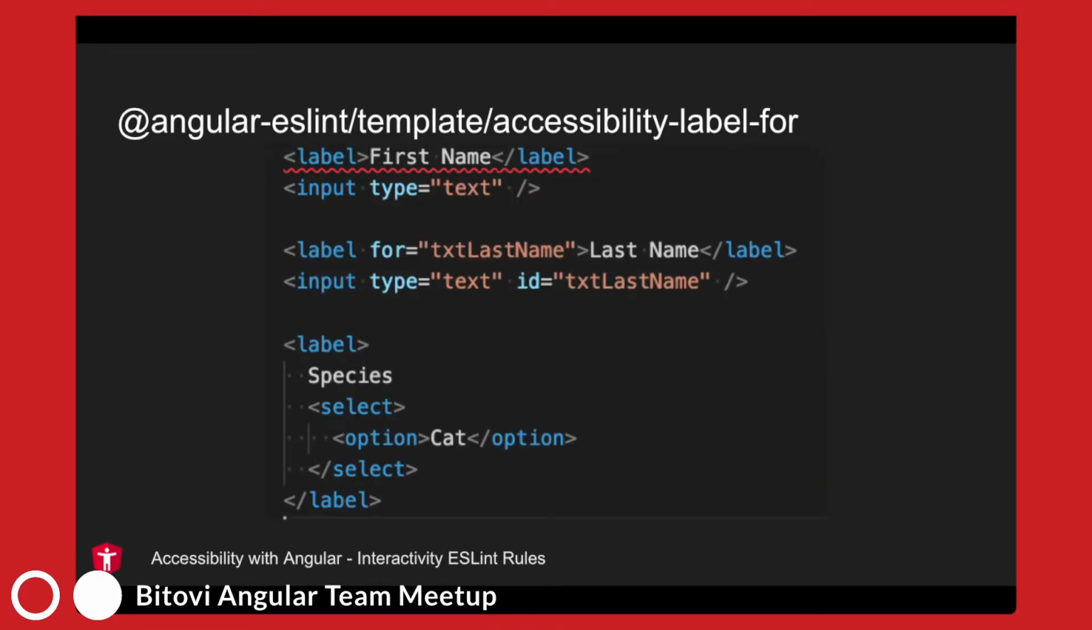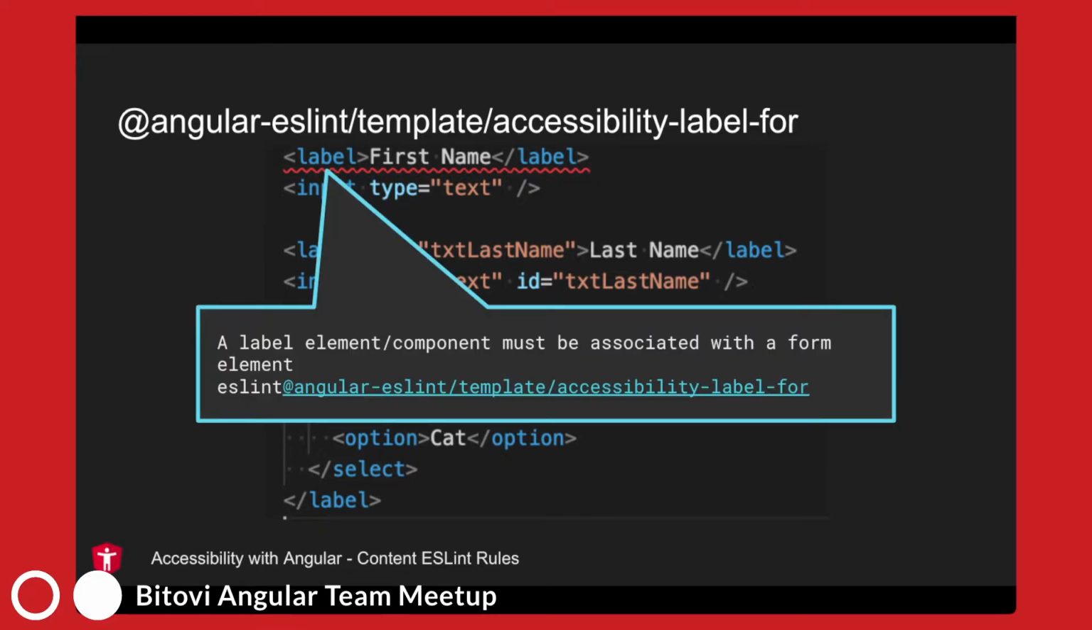So looking at this example here, we've got 3 labels. The second and third are valid. The second one uses the for attribute to associate it with the text field, and the last one just has a select field directly inside of it. And our first one does not pass because it's not in any way connected to the input field before it, and we get an error indicating that.